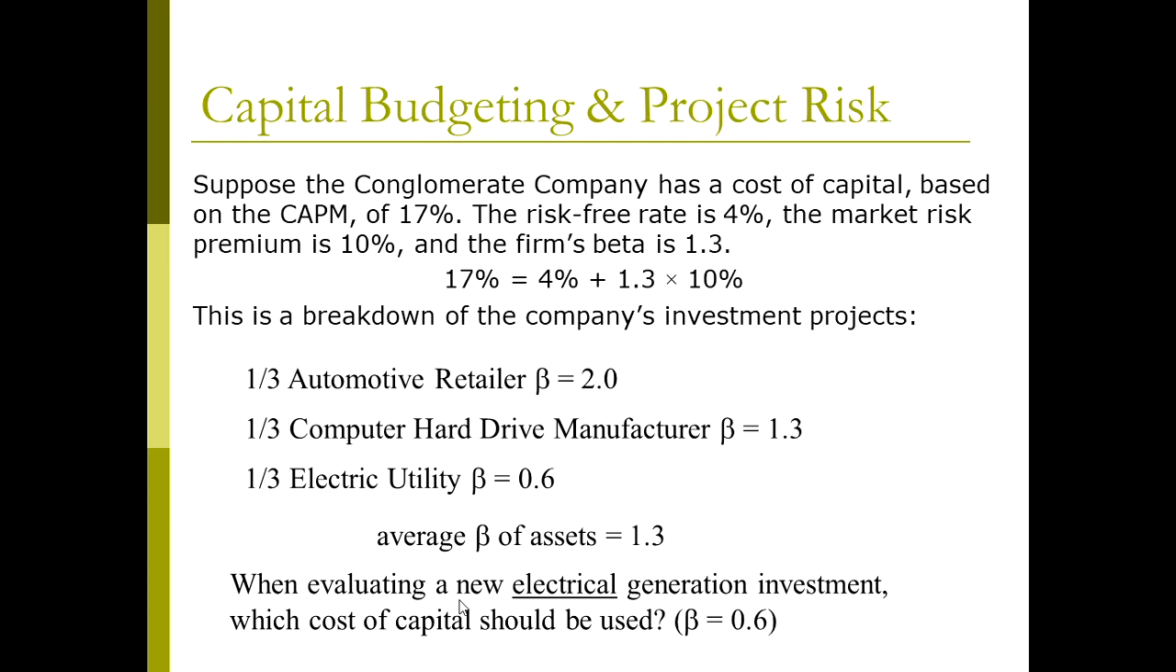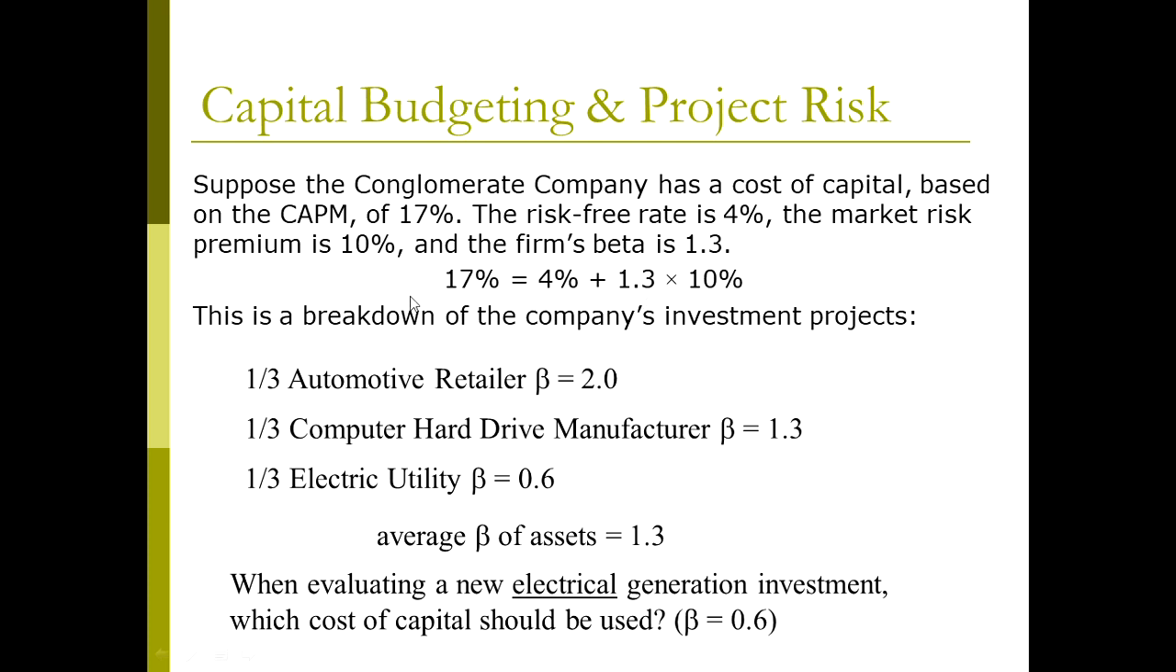Okay, so when you are doing capital budgeting and think about the risk, you have to think about the company's overall risk, but also have to consider the individual project risk. In the following example, let's take a look. Now suppose the company has a cost of capital based on the CAPM model of 17%. Risk-free rate is 4%. Overall company's beta is 1.3 times market risk premium of 10%.